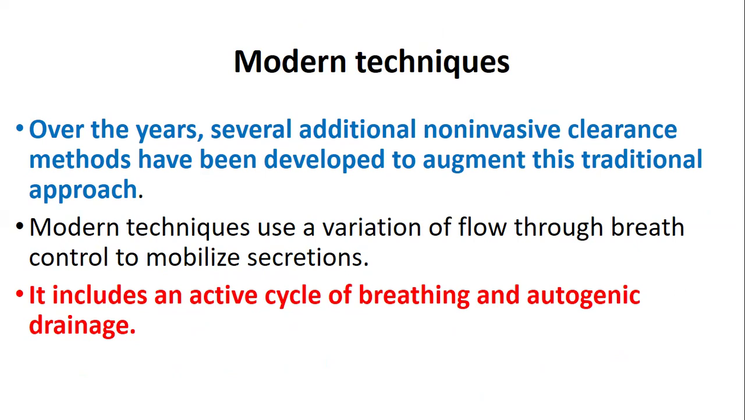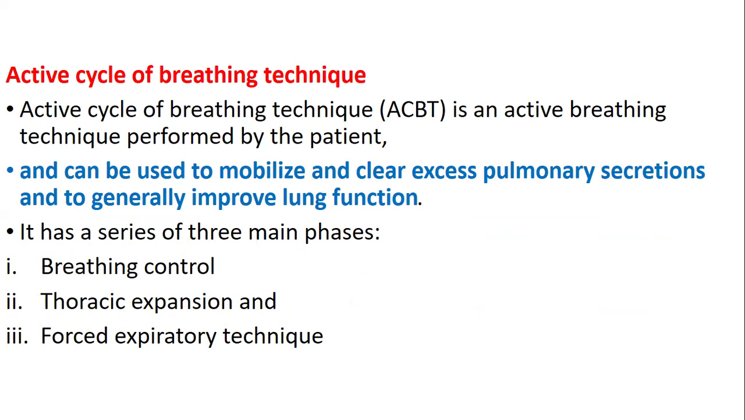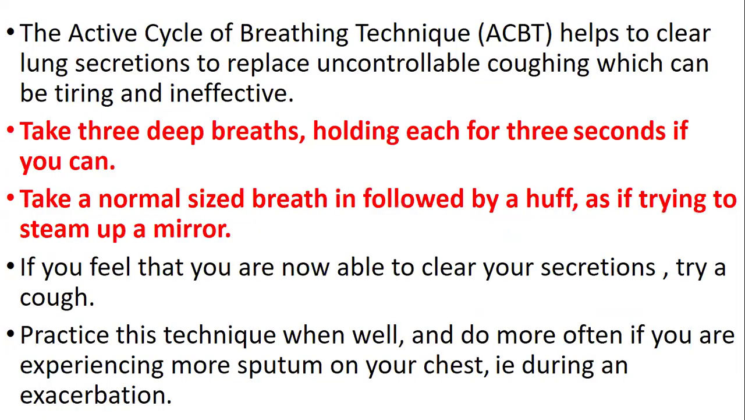Modern techniques use a variation of flow through breath control to mobilize secretions. They include the active cycle of breathing and autogenic drainage. The active cycle of breathing, also referred to as ACBT, can be used to mobilize and clear excess pulmonary secretions and to generally improve lung function. It has a series of phases: breathing control, thoracic expansion, and the forced expiratory techniques, where you instruct your patient.